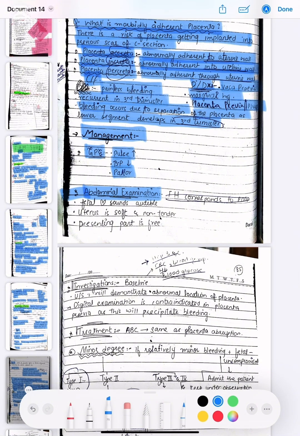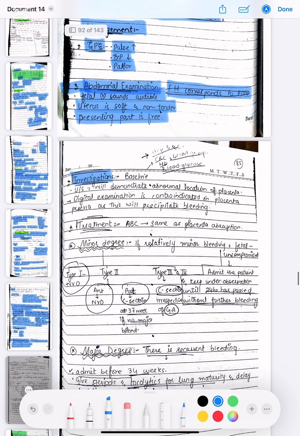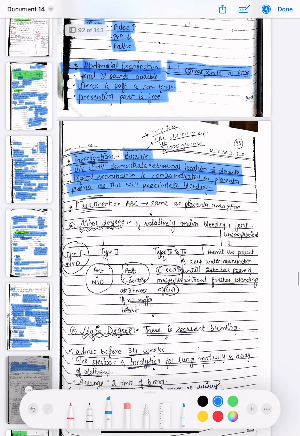Abdominal examination is done: fundal height corresponds to POG, fetal heart sounds are audible, the uterus is soft and non-tender, and the presenting part is free. The investigation options are baseline investigations, and ultrasound will demonstrate the abnormal location of the placenta. Digital examination is contraindicated in placenta previa as this will precipitate bleeding. The treatment options are ABC, same as in placental abruption.